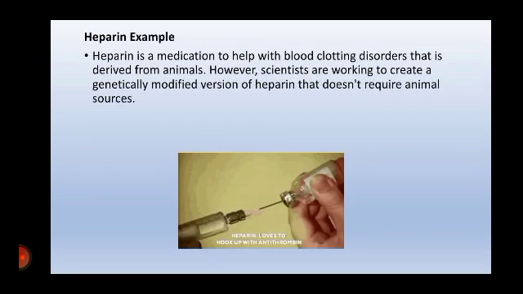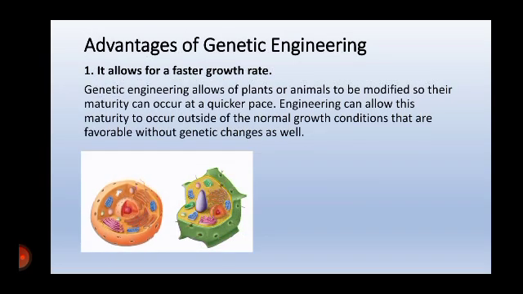The last is the heparin example. Heparin is a medication to help with blood clotting disorders that is derived from animals. However, scientists are working to create a genetically modified version of heparin that doesn't require animal sources.